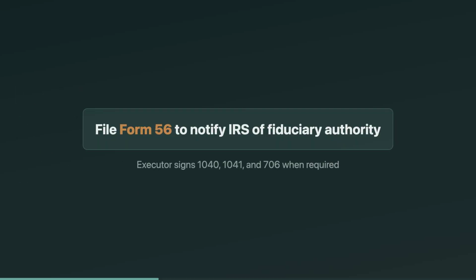Form 56 is the IRS notice that a fiduciary relationship exists. Translation: I'm the executor. Talk to me. It also helps avoid IRS confusion when you sign returns or request transcripts. Signature questions are common. The executor signs the decedent's final Form 1040, signs the estate's Form 1041, and signs Form 706 if an estate tax return is required. A quick exam tip: if there's no appointed personal representative, the IRS may not accept just anyone signing.